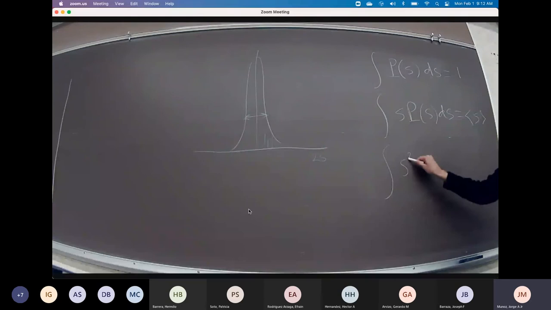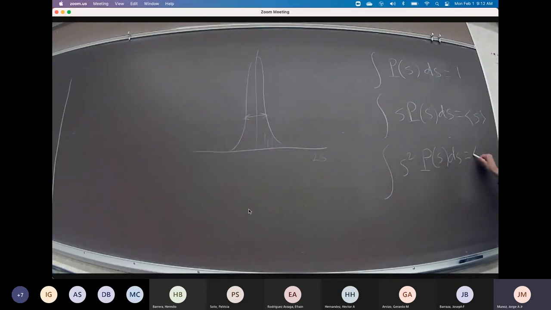...and squared, ps ds, and this is the expectation value of s squared, so the variance.